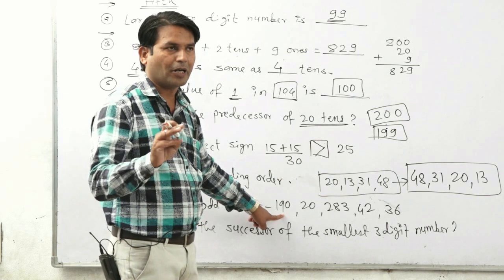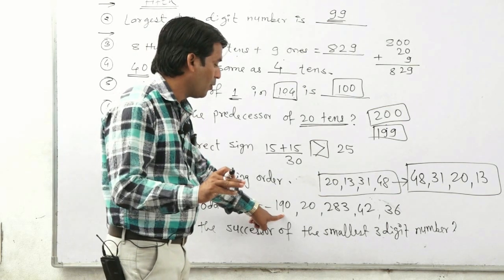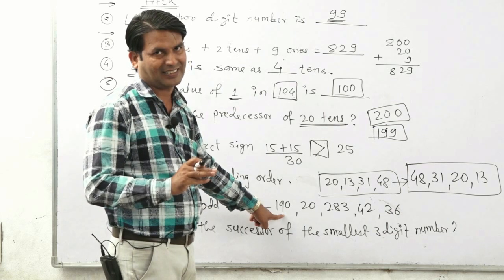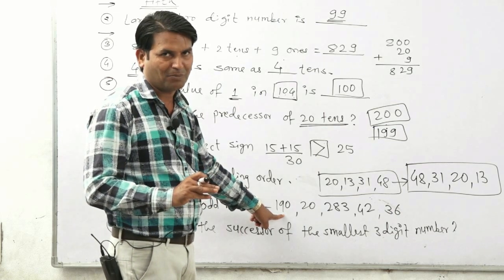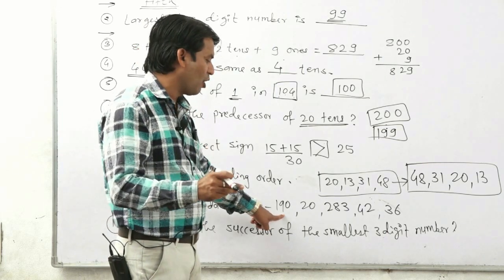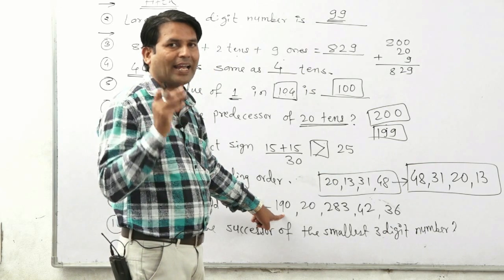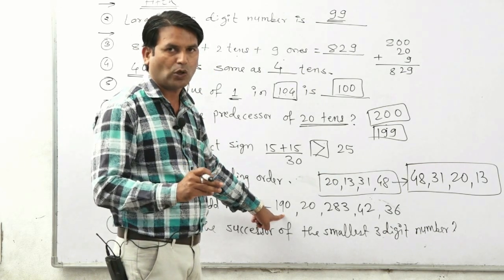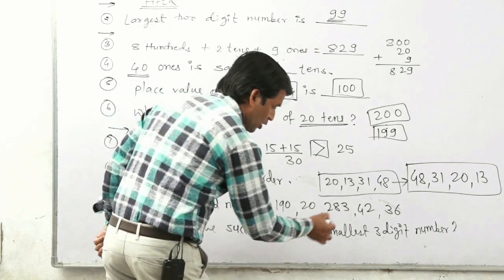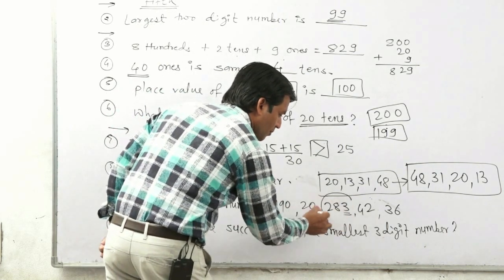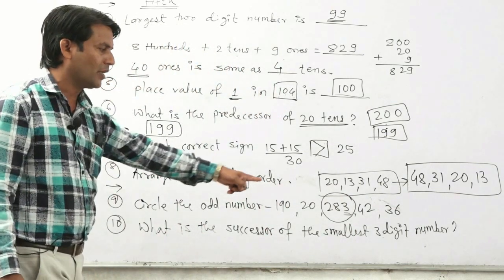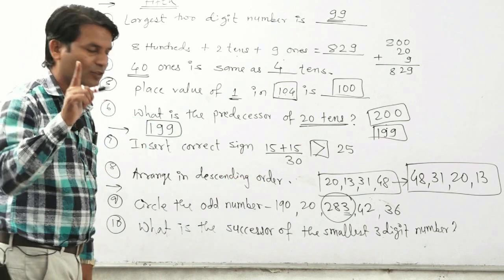Let us see, even number means what? The numbers which have 0, 2, 4, 6 or 8 at the ones place are known as even numbers. And what is meant by odd numbers? The numbers which have 1, 3, 5, 7 or 9 at the ones place are known as odd numbers. Okay. So there is only one number which has 3 at the ones place. So that is the odd number. And all the other numbers are even numbers. Only one is an odd number there.